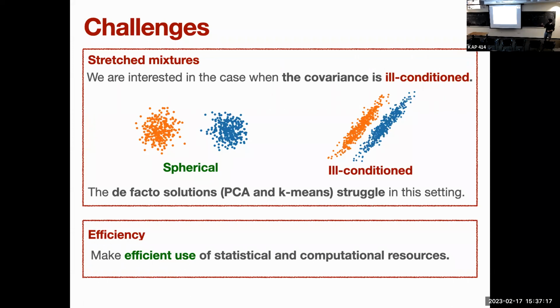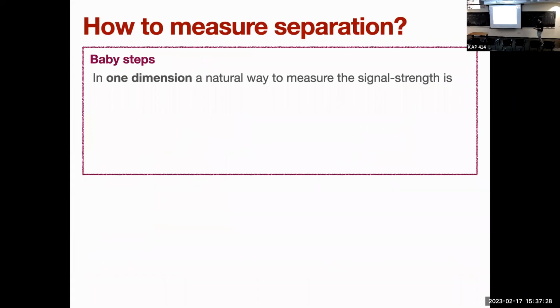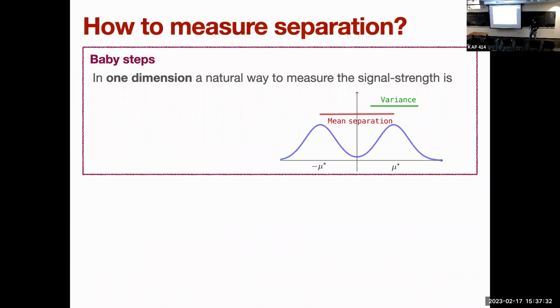But before I talk about efficiency, I need to talk about what's an easy problem. How do we measure how much signal we have compared to the noise? So let's start with a very easy case, in one dimension. In one dimension, what we really want to measure is how much separation I have between the means compared with the variance. If I don't have that much separation and I have a lot of variance, then I'm going to have a lot of overlap and it's going to be hard to classify this problem.